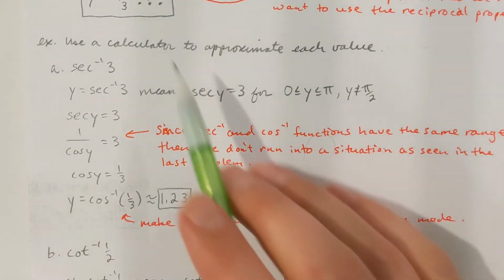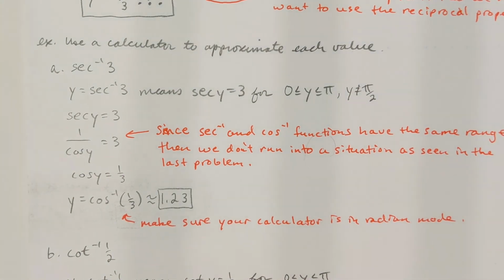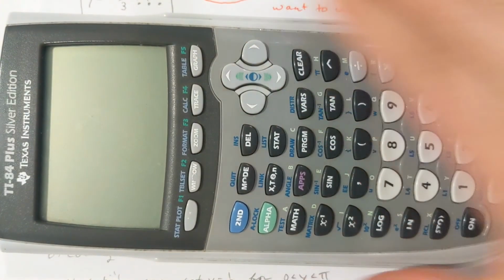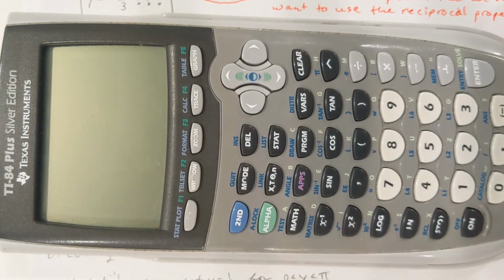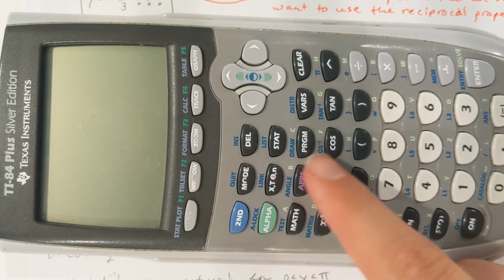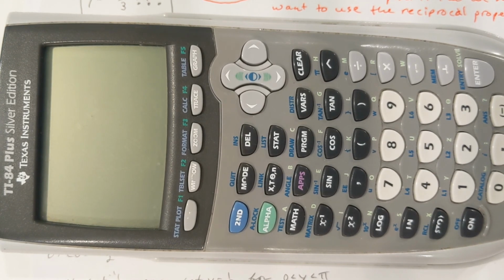Okay, now I'm going to use a calculator, but that's not going to come till later. You see, on my calculator and on most graphing calculators, you've got a sine inverse option, a cosine inverse option, a tangent inverse option. There is no cosecant inverse button or secant inverse button or cotangent inverse button, right?